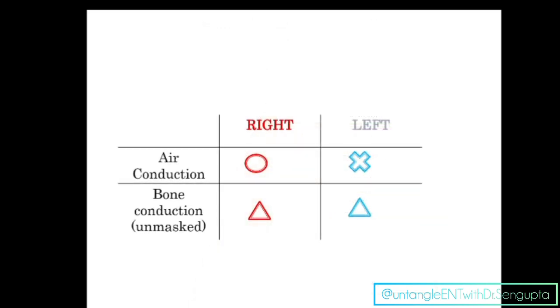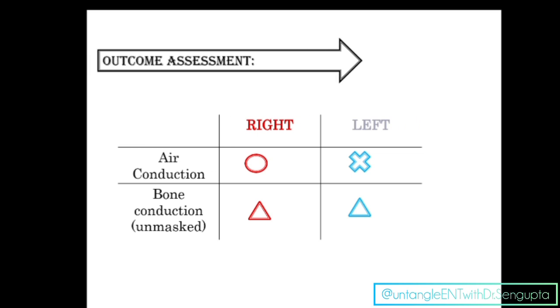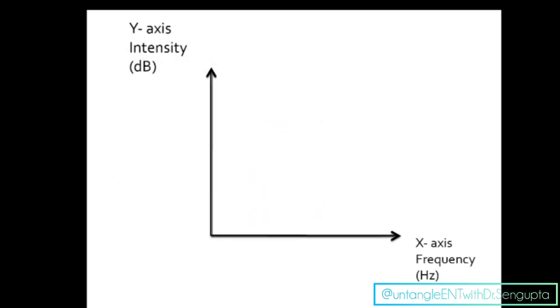Now let's know how we will assess the outcome. There are symbols used in the graphs. For air conduction, there is a different graph, and for bone conduction, which is unmasked, we will read about the masked section in some other videos. But for unmasked conditions, we use a different symbol. For right, remember it is red color. R for right, R for red, R for round. So air conduction is given as a red color round, and the left side is given as blue color cross. And for bone conduction, it is a red triangle, and the left side is a blue triangle.